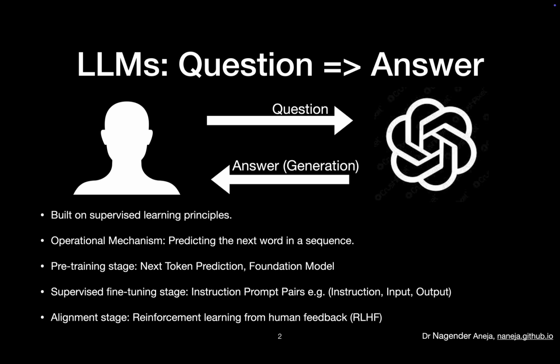And there are different phases where this large language model is trained. First is the pre-training phase that creates the foundation model, which is based on the next token prediction. Then we have the supervised fine-tuning stage, which is based on the instruction prompt pair, where we have the instruction, we have the input, and we train based on the output. And then finally, we have the RLHF, which is reinforcement learning from human feedback, which is the alignment stage.